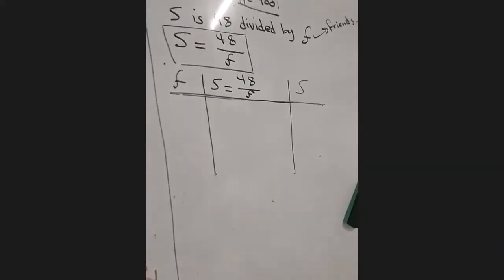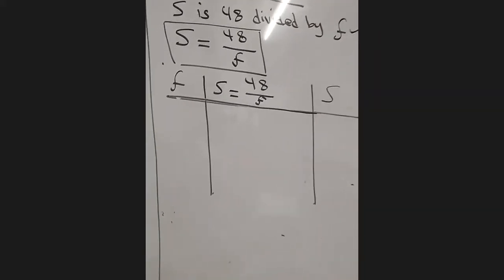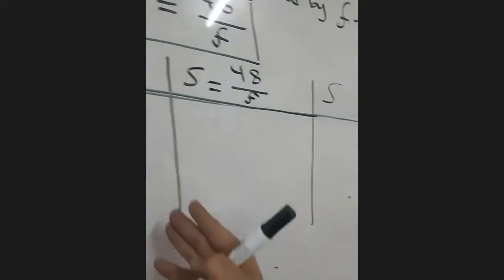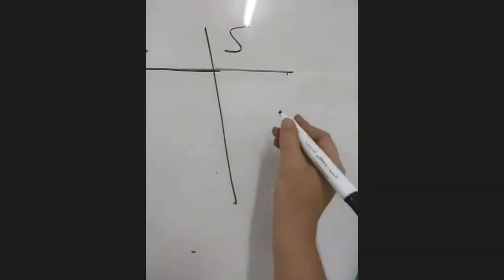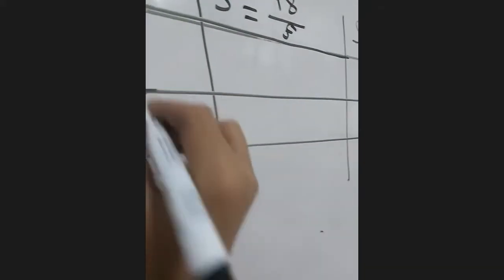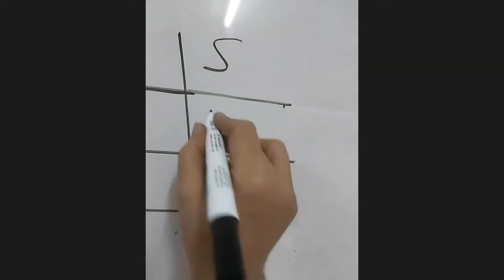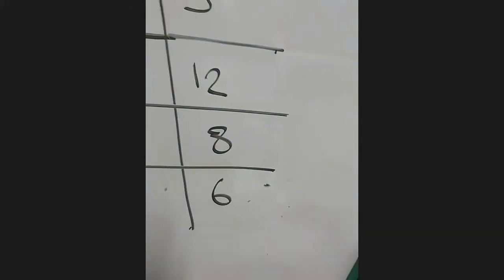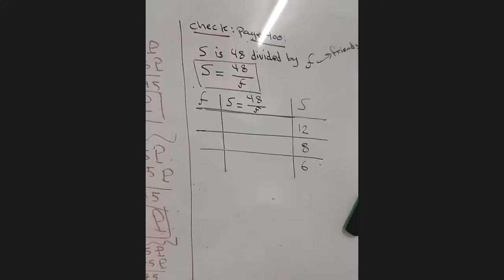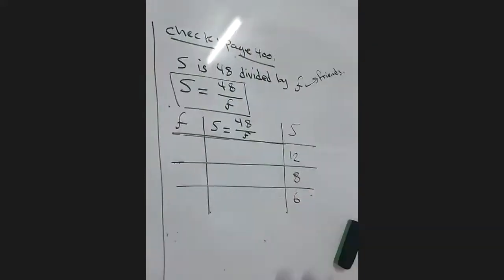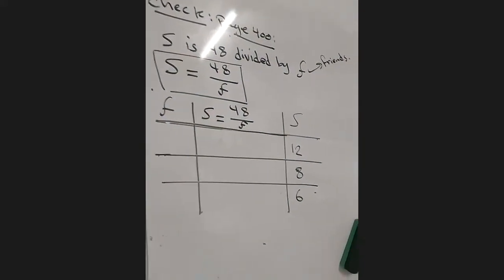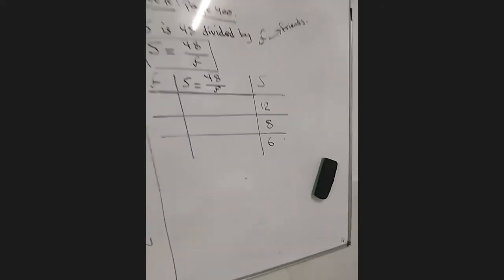Now, what is the given, Omar? The number of the friends or the number of the stickers? The number of the stickers. Good. What are the number of the stickers which are given here? 12, 8, and 6. Do you understand how I created it? Yes. Good. Now, let's solve.